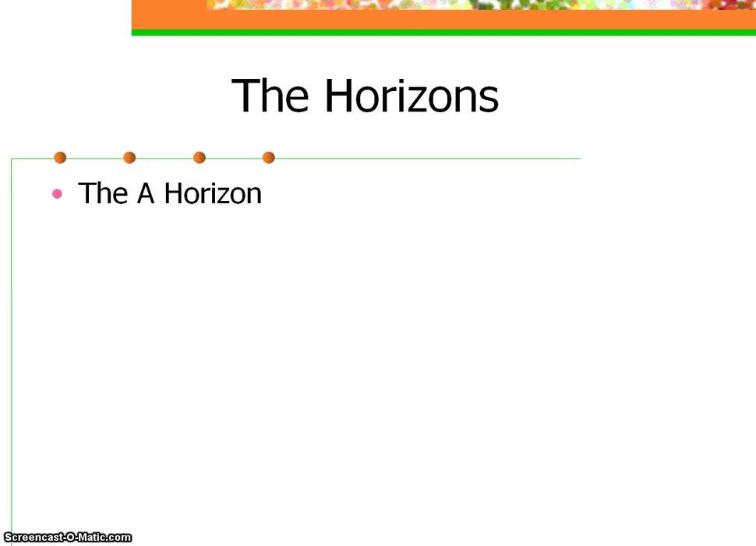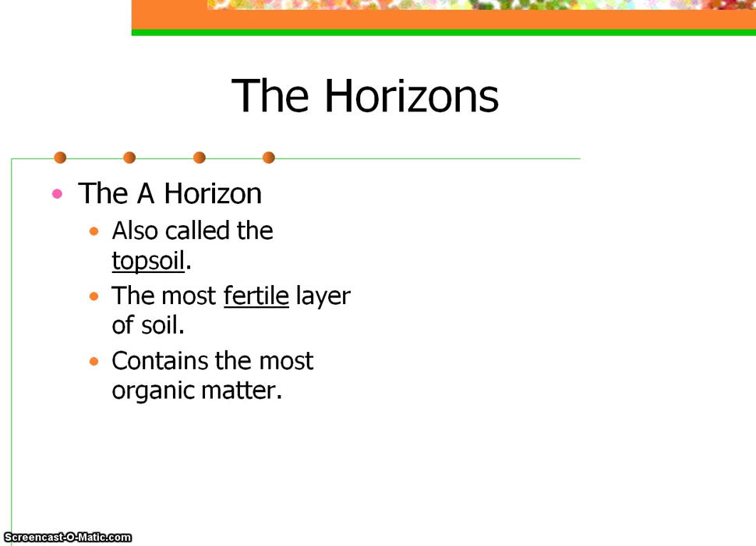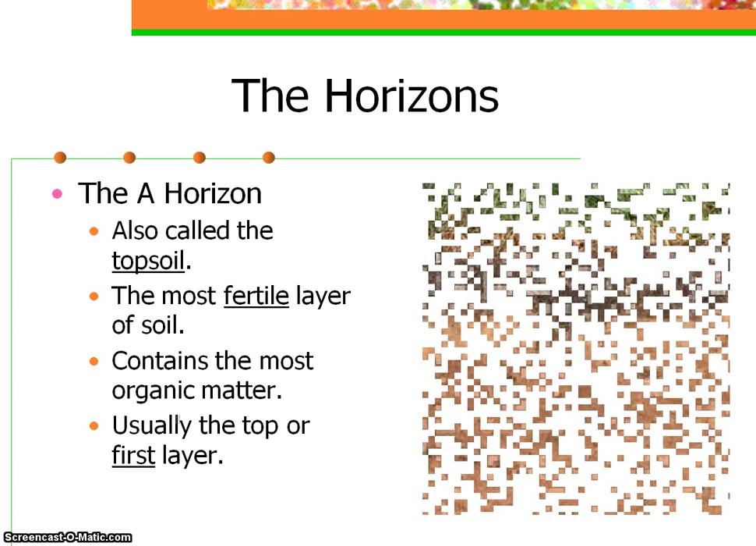Alright, the A horizon. Most all soils are going to contain at least some of this A horizon. This is going to be our topsoil. It's where most of the nutrients are going to be located. Most of the nutrients for plant growth are going to be found here.